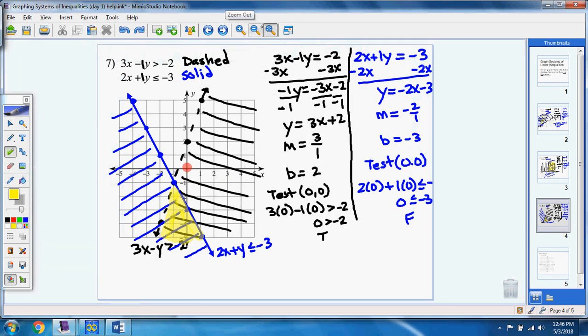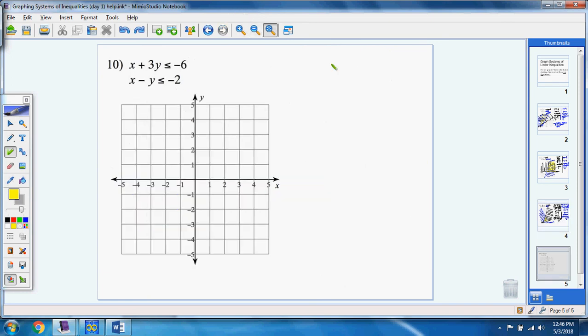All right, let's do one more. All right, first one is solid. Second one is solid. Oh, good. I like those better. Put some ones if it helps you.